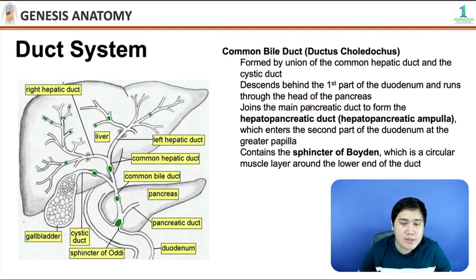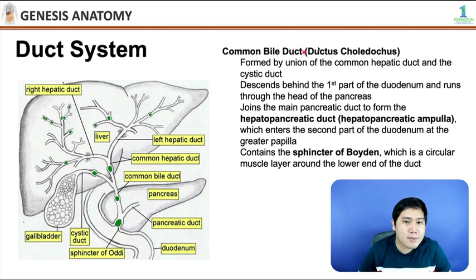It will descend behind the first part of the duodenum, and runs through the head of the pancreas. There it is, running through the head of the pancreas. Eventually, the common bile duct will join the main pancreatic duct, to form the hepatopancreatic duct or hepatopancreatic ampulla.